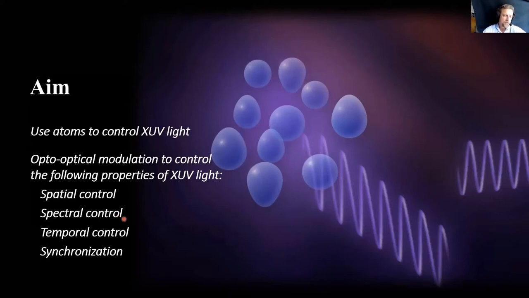And we follow a few different routes, trying to obtain spatial control, try to get spectral control of the pulses. In the interest of this conference, we also need to aim for the temporal control. And it's a good way to synchronize pulses. The next talk we'll hear is about free electron lasers. They also work in the extreme ultraviolet light sometimes. And the synchronization there is a challenge. Can we use this technique to control the pulses in a new way and synchronize visible light with XUV light? That would be a good thing.